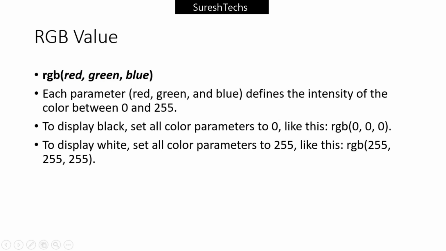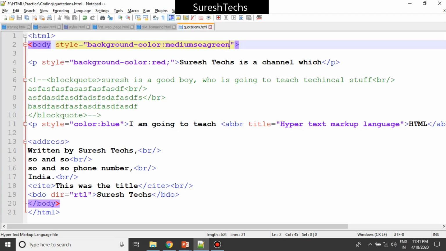Now, to display black, how do you do this? You set all color parameters to 0. So how do we do that? Let me do it once. Instead of providing the background color medium green, I'll use RGB, followed by a bracket, closed by a bracket. Here I have to provide three colors in different intensities. For example, I'll provide 10% red, 20% green, and then 30% blue.